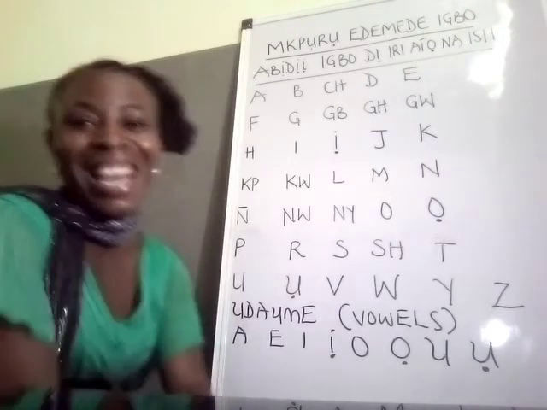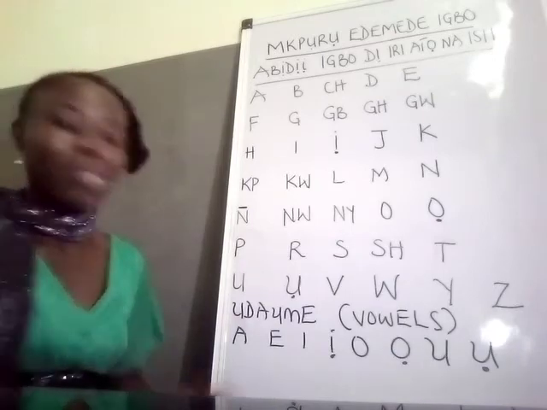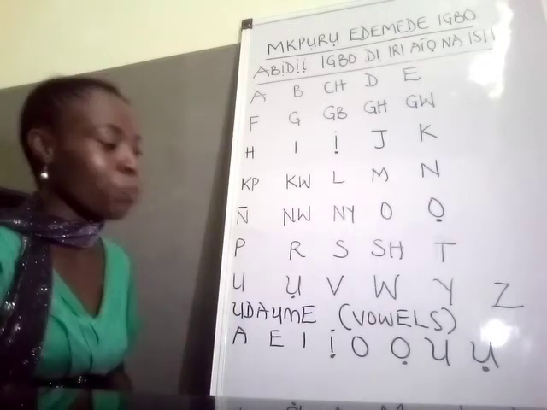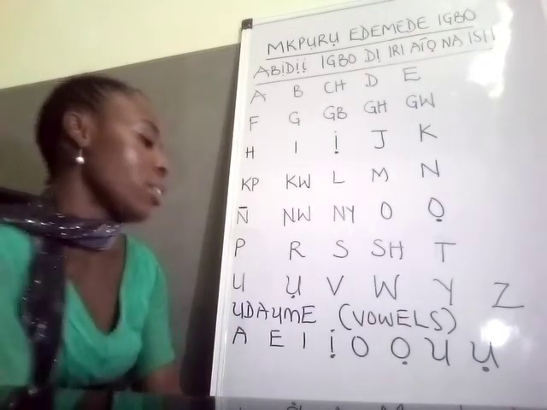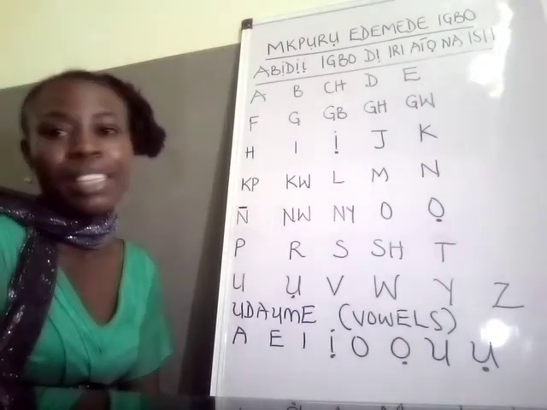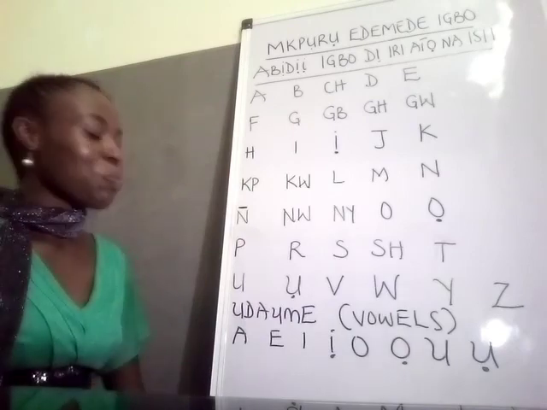Don't mind me. I can be very crazy sometimes. Okay. These vowels are divided into two. And maybe in our next teaching, I'm going to talk about their division. Okay, for now, I know you enjoy.